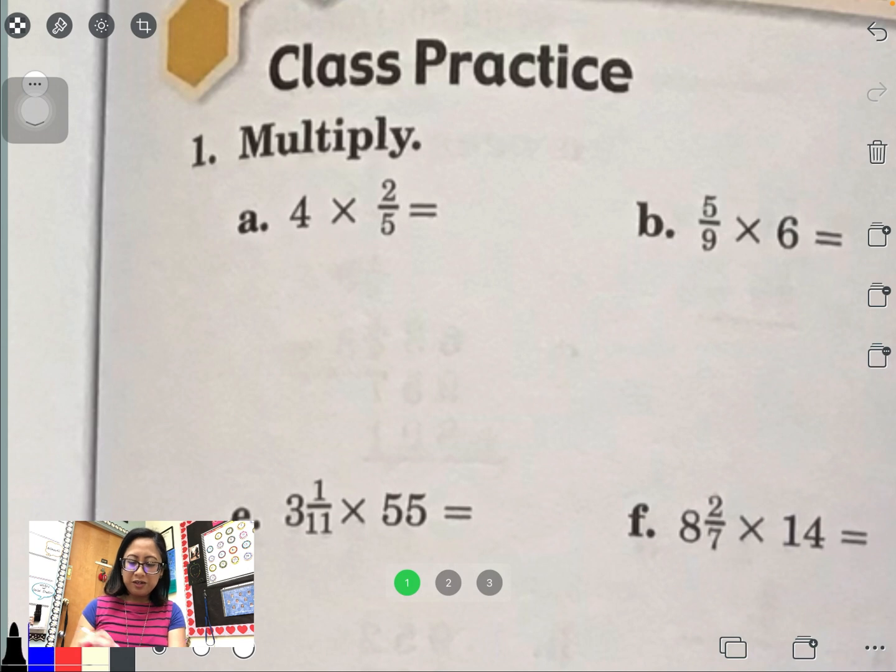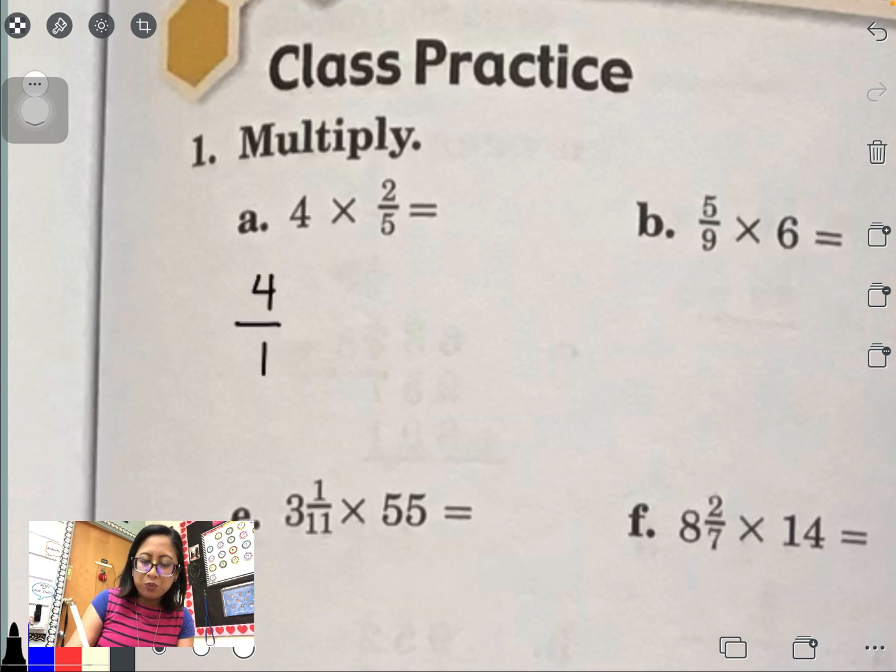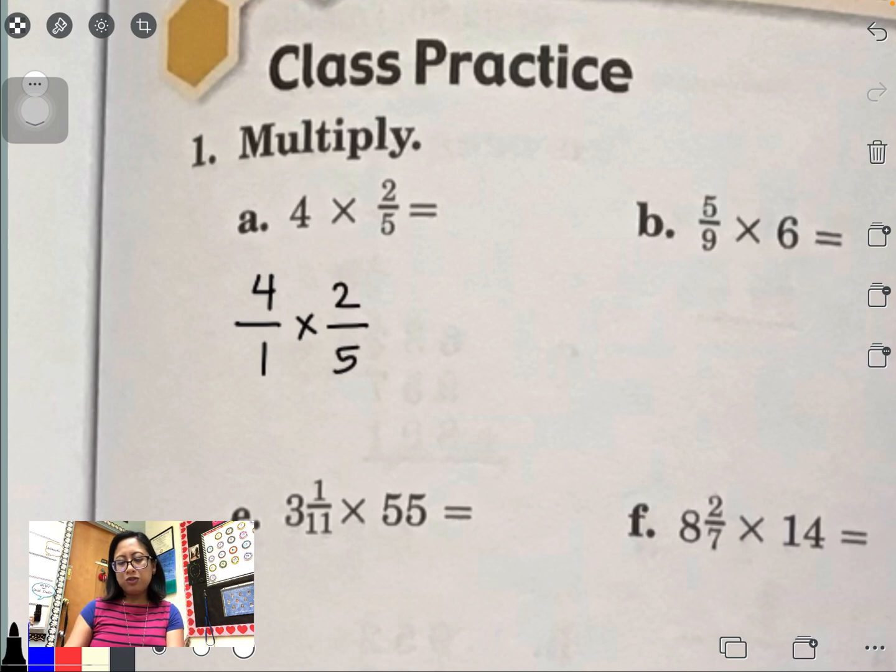So we've got 4 times 2/5. As you can remember, when we have a whole number, we put it on top of a 1. So I'm going to do 4 over 1 times 2 over 5. Now it's too bad that here I can't do any cross canceling. I can't cross cancel 2 and 1. I can't cross cancel 5 and 4. So I'm just going to have to multiply across. Sometimes you can't see anything to cross cancel, and that's okay.